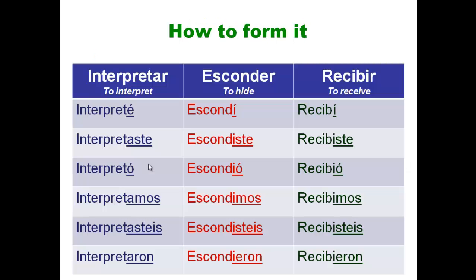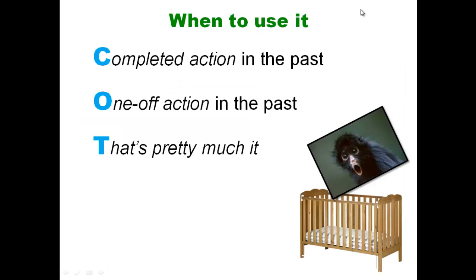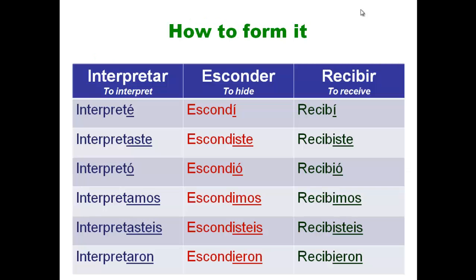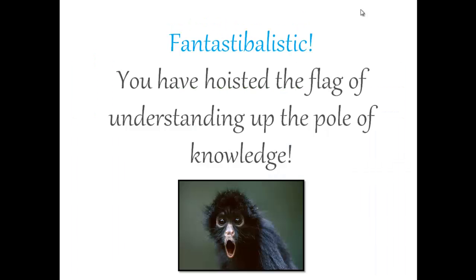And one last look at the different endings for AR, ER, and IR verbs. So if you take nothing away from this video, just remember cot and remember those endings. That is fantastibilistic. You've done really well if you've got your head around that. You are primed and ready to go and tackle the irregulars. You have hoisted the flag of understanding up the pole of knowledge. So congratulations and well done. Yay!